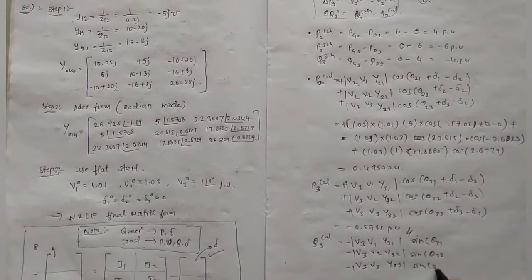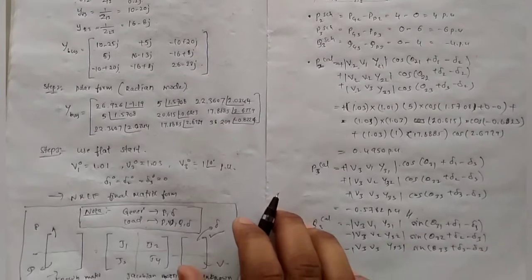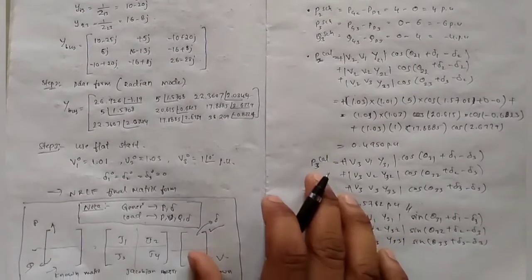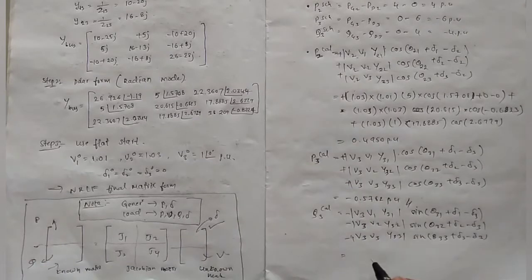Theta 32, theta 33, plus delta 1 plus delta 2 plus delta 3, minus delta 3 because we are at the third bus, minus delta 3. Okay, after substituting all the voltages and angle values, you'll get the final answer as minus 0.447 pu.